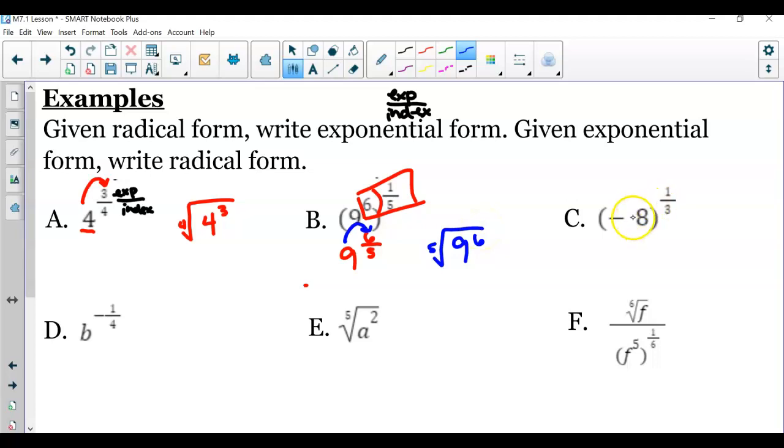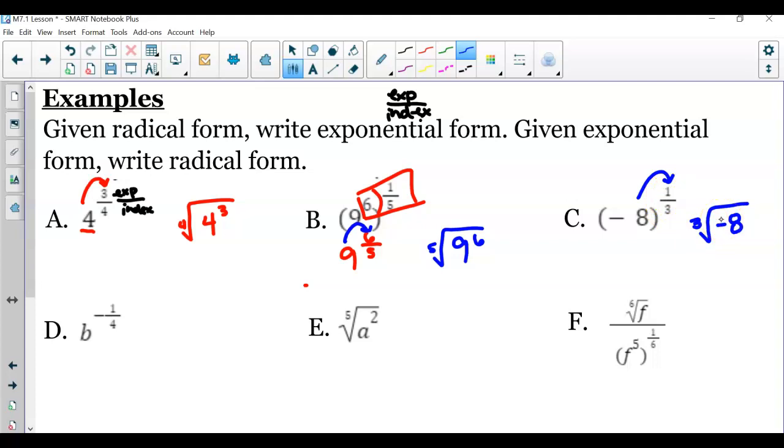Then here you have -8, which is to the 1st power. Notice how this is like a 1/3 here. So this is the cubed root. So this is the cubed root of -8, because that's just -8 to the 1st power. So notice how the 1/3 is the cubed root here.